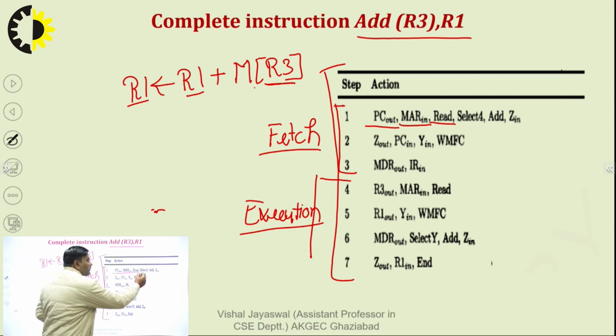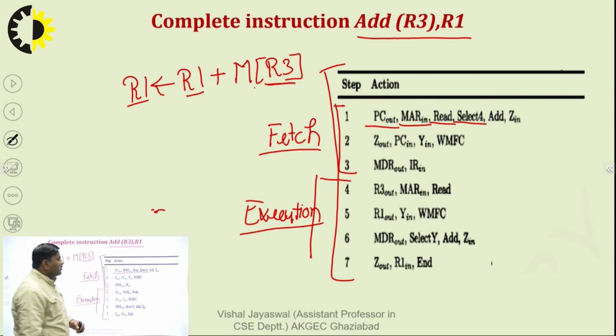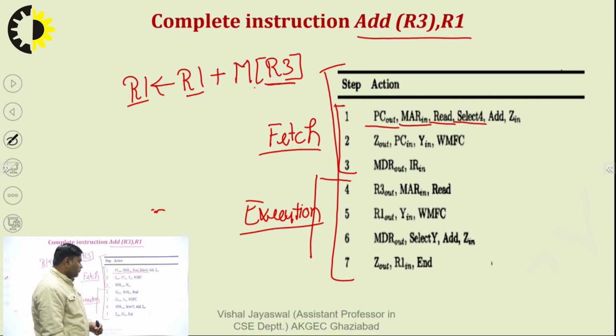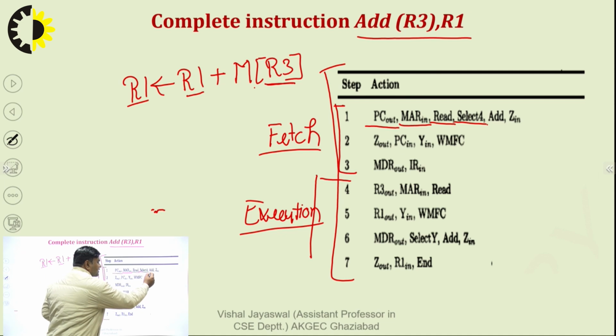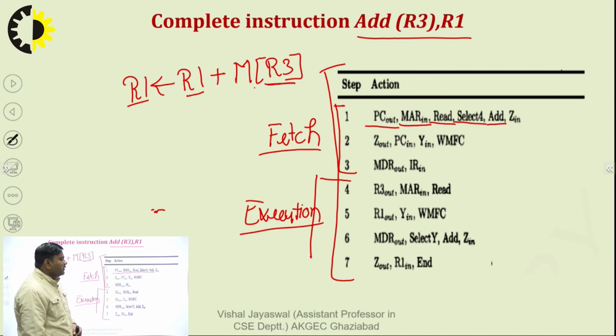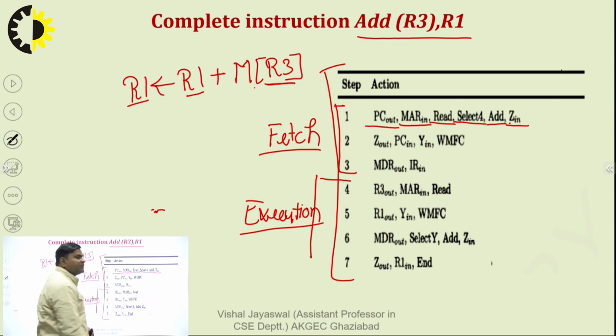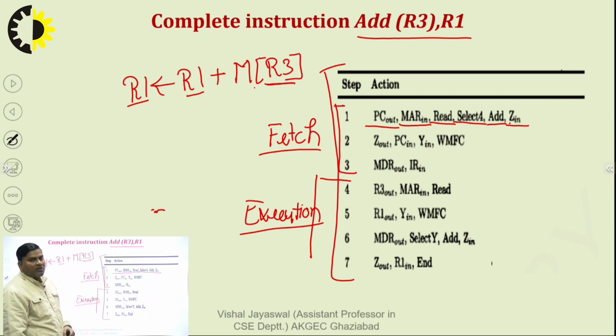Then we are going to select 4, because we have to increment the value of PC by 4. We have to perform PC plus 4. So we select 4 and add, which means perform PC plus 4. Then we have to store the value of PC plus 4 in the Z register. For storing the value in the Z register, we use the Z in control signal.